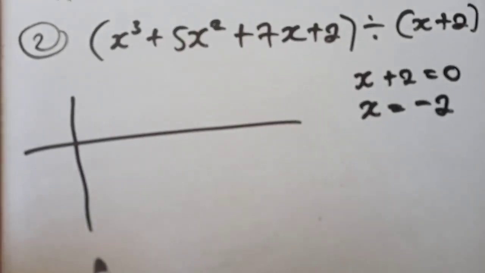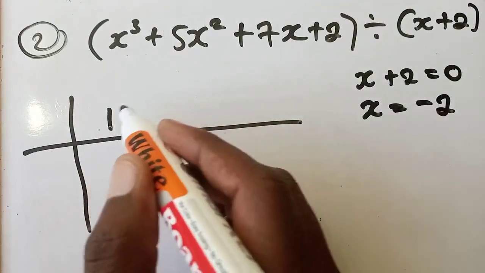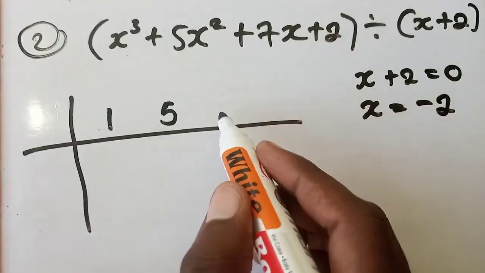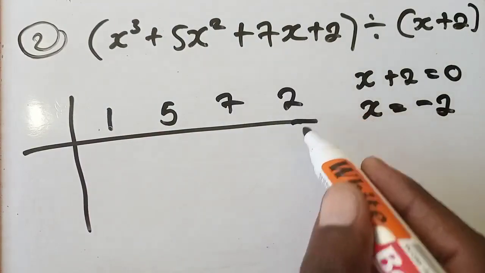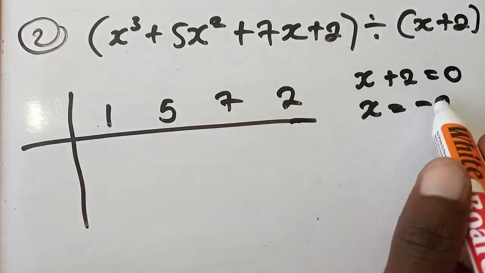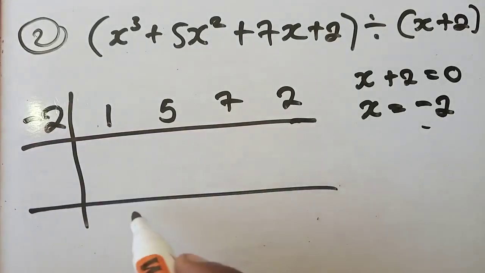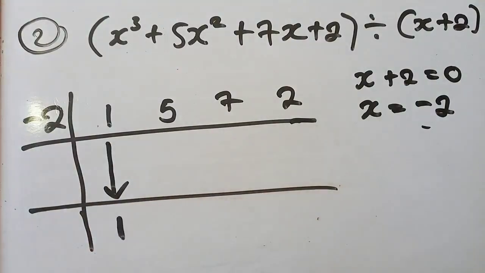So here we have the coefficient of x cubed, which is 1. Here it is positive 5. Here it is positive 7. And here it is positive 2. Okay, so here the value of x is negative 2. So you put negative 2, then you put this line here, as simple as that. Then the next thing that you do, you bring this one down here, so it is 1.